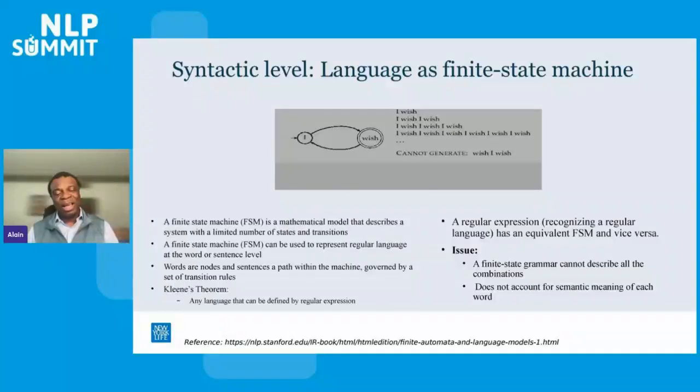In this example, I'm showing a very simple two-state machine, I and wish, two states. That can generate many sentences. It can go to I wish, I wish, I wish, but it can never generate wish I, right? Because that path is not allowed, or it cannot generate I wish exactly. So to be able to allow for all combinations takes some time.